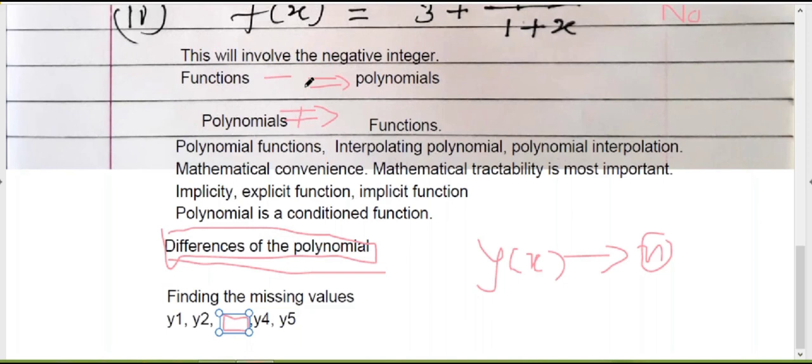This has been reversed. You make it correct. All functions are not polynomials. But all polynomials are functions. Now this has been wrong. You correct it. All polynomials are functions. All functions are not polynomials. Writing this symbol may create confusion. Language is very important.